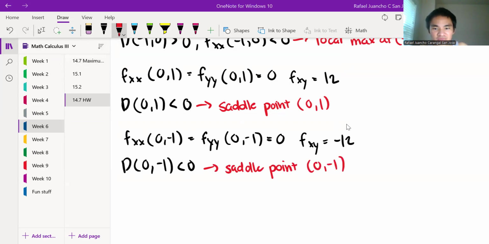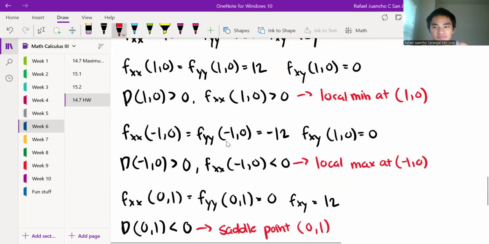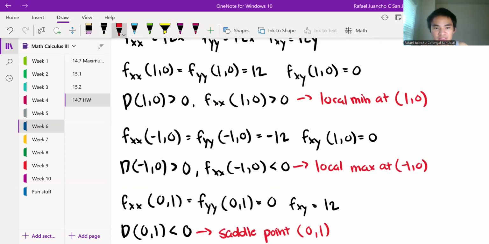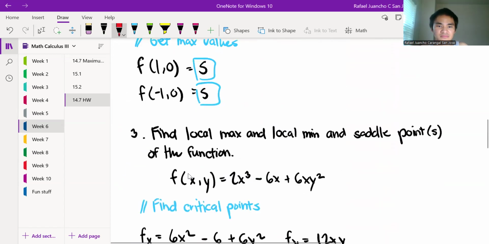Right? See if we got those values correctly. So at 0, 1 is a saddle point. 0, -1 is a saddle point. 1, 0 is a local minimum. -1, 0 is a local maximum. And then we evaluate these things.